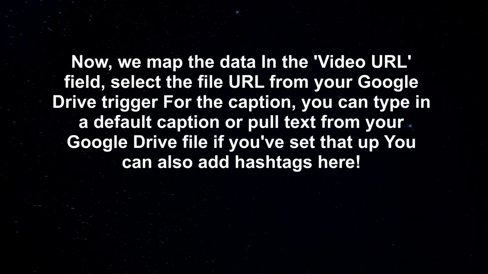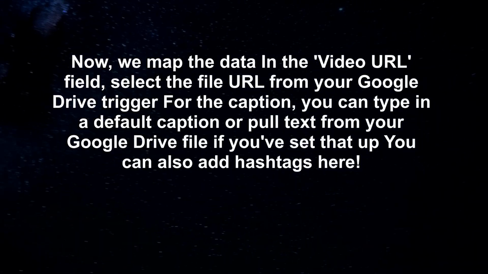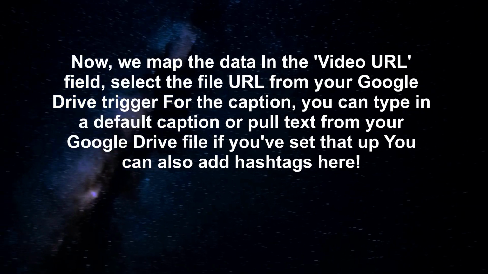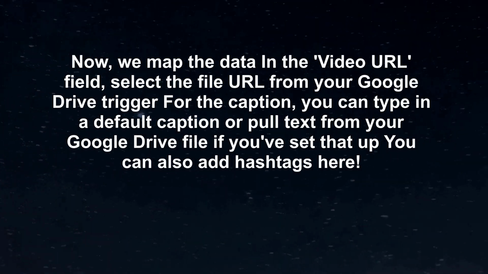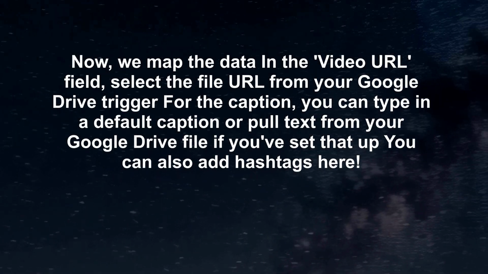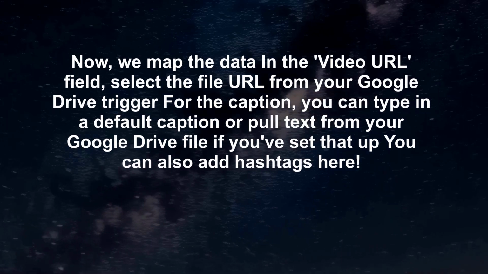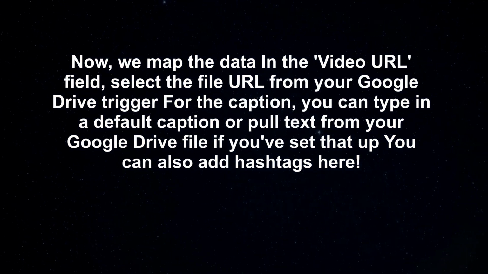Now, we map the data. In the video URL field, select the file URL from your Google Drive trigger. For the caption, you can type in a default caption or pull text from your Google Drive file. If you've set that up, you can also add hashtags here.